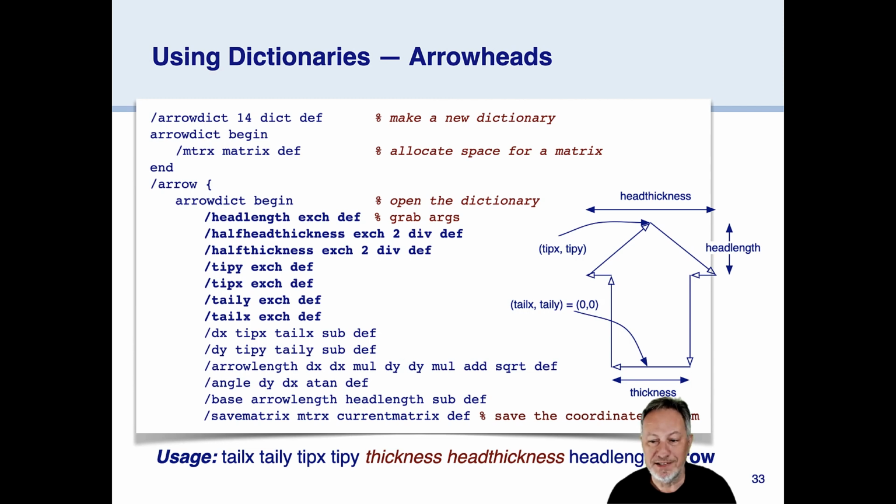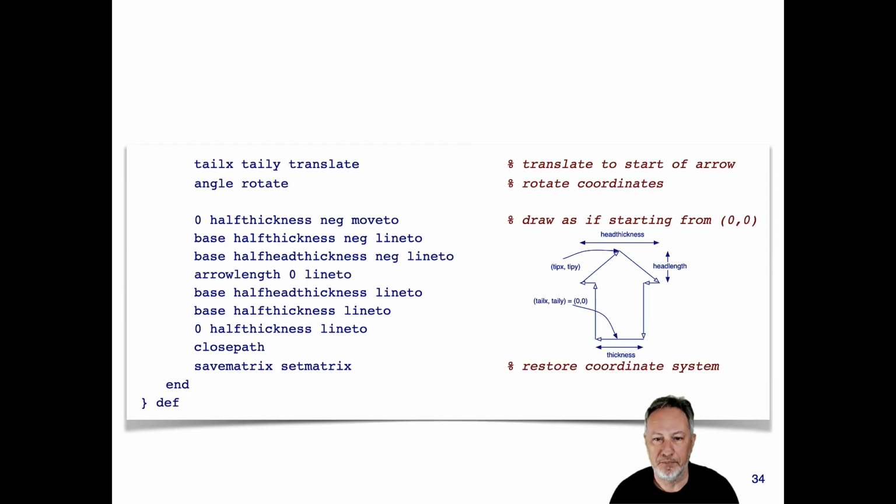And we save the current coordinate system. This is important because we're going to play games with the coordinate system. Once we've played those games, in order to draw our arrowhead, we want to be able to restore the coordinate system to the way it was before. By playing games with the coordinate system, we make our job of drawing the actual arrowhead much, much simpler. So instead of rotating the arrow, we're going to rotate the coordinate system.